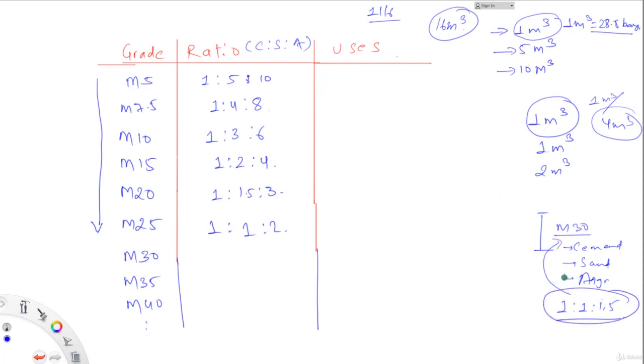Similarly, if you have to get M35, you will get a different ratio. For M40, you will get a different ratio. So you have to calculate that ratio for these particular materials. If you are at a different site and using different materials from different sources, then this particular ratio will not give you M30. For that different site, you have to use a different calculation and get the ratio from there. So for these, we do the design mixes, and these other ones are what we call the nominal mixes.